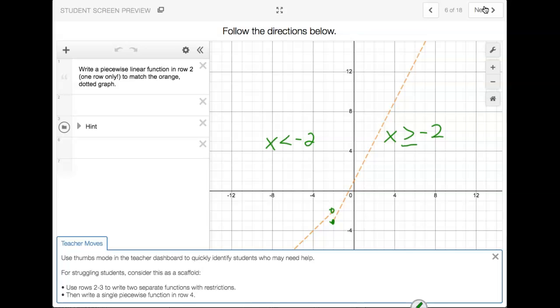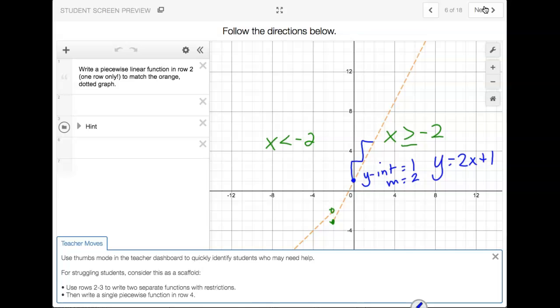So we have two parts to our graph again. We need to figure out the slope and intercept for each of these lines. So let's look at this one. We have a y-intercept of 1, and it looks like our slope is a positive 2. So my equation would be y equals 2x plus 1.